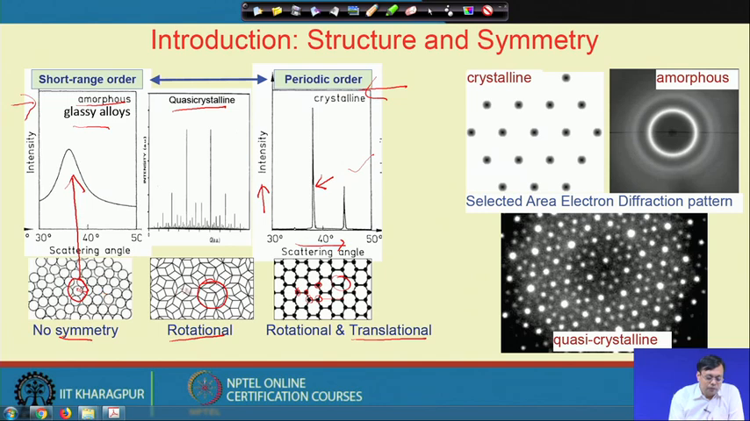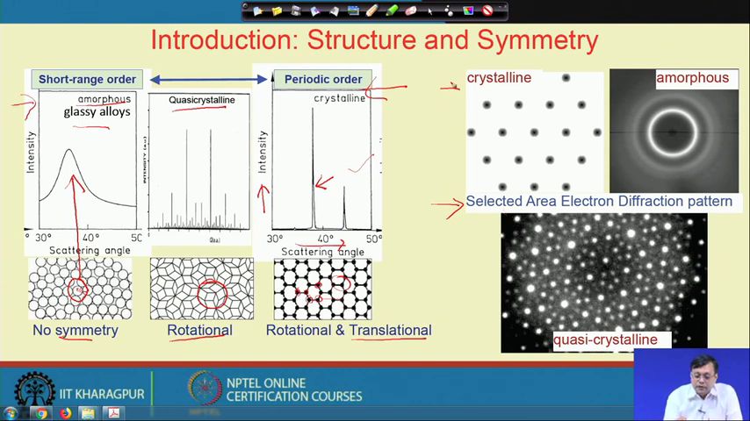If we take any of these three materials and then go for some transmission electron microscopic studies, there is a purpose, let us say, information we can collect from the selected area electron diffraction pattern.